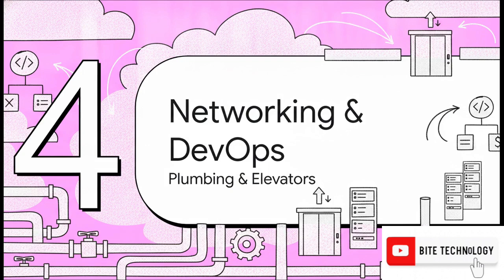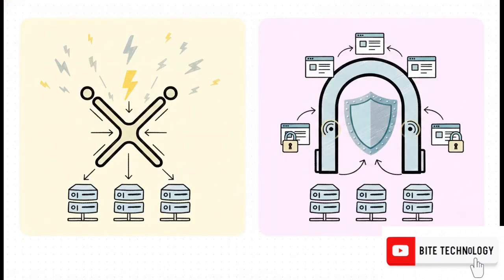Let's hit Section 4, Networking and DevOps. Think of this as the plumbing and the elevators. We need to seamlessly and securely connect this whole skyscraper together. Load balancing is another one of those highly tested concepts, and no, the options are not interchangeable.